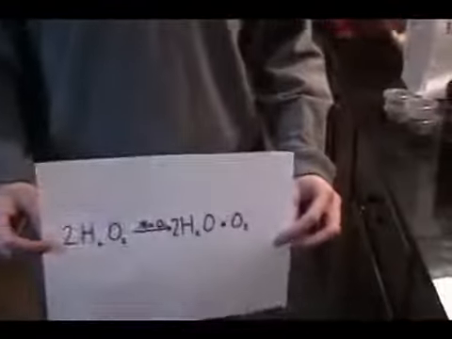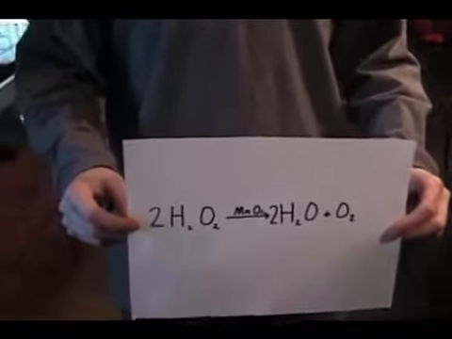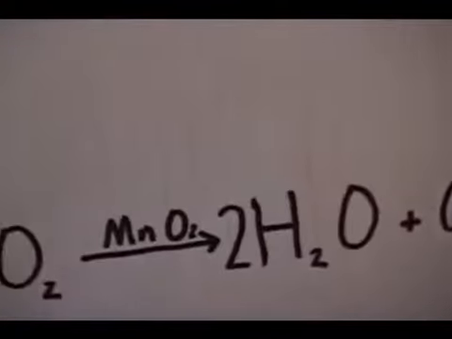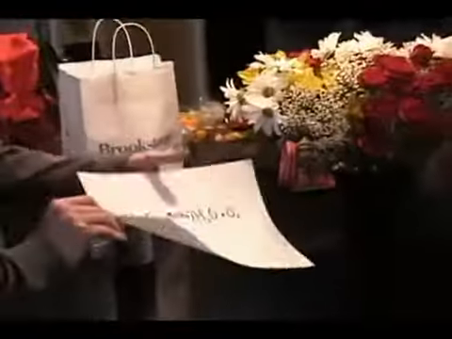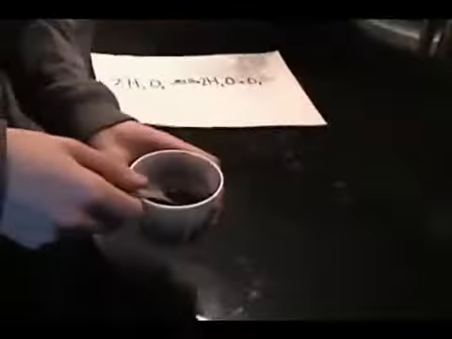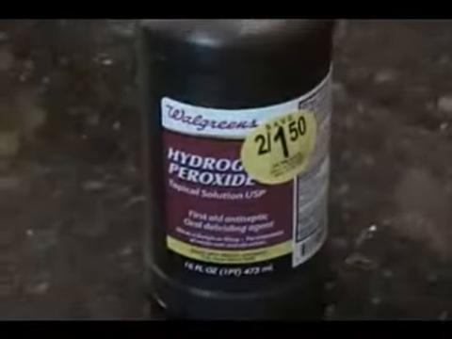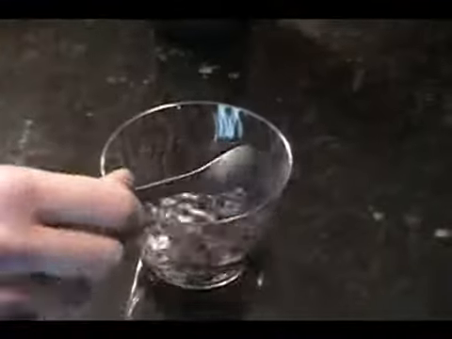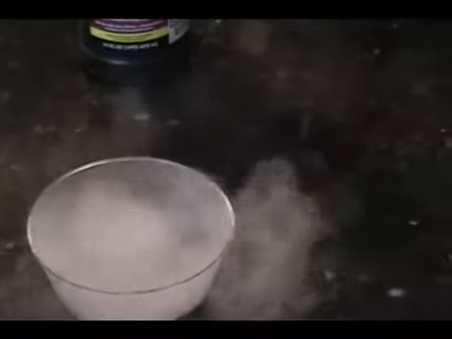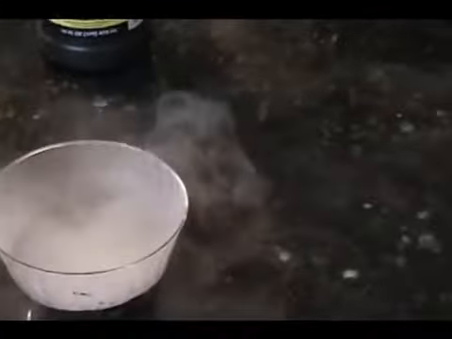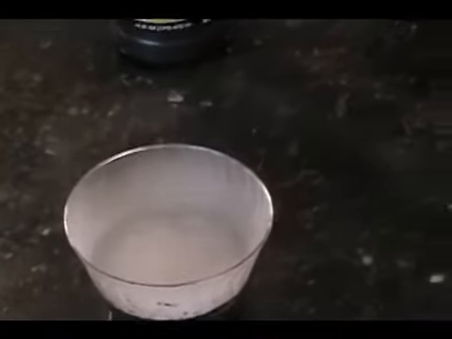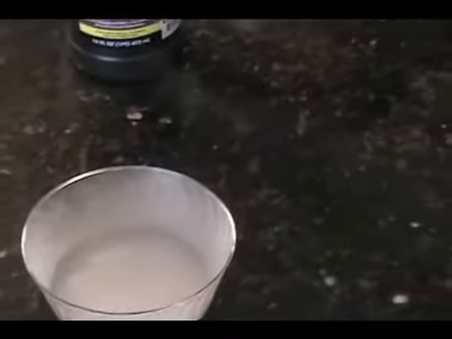Science. Today we'll be demonstrating the decomposition of hydrogen peroxide into water and oxygen. In this reaction, manganese dioxide acts as a catalyst. Three, two, one. What's coming out right now is just oxygen. The presence of manganese dioxide allows the hydrogen peroxide to transform into water and oxygen.